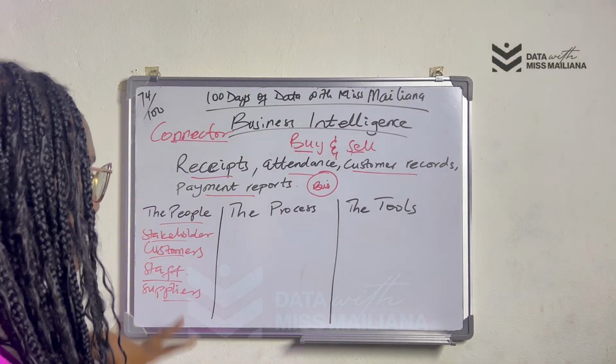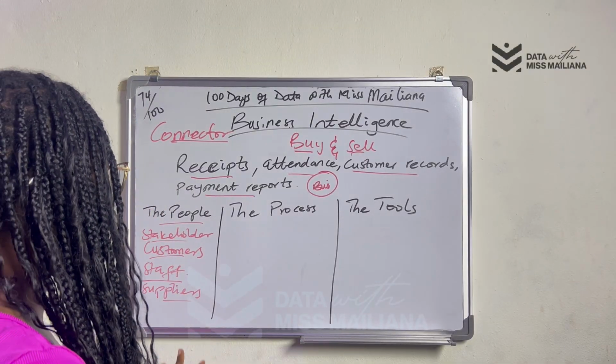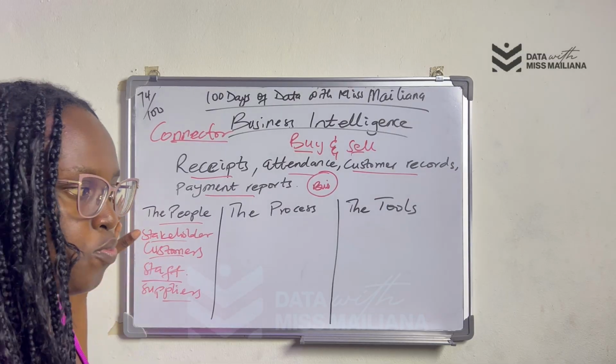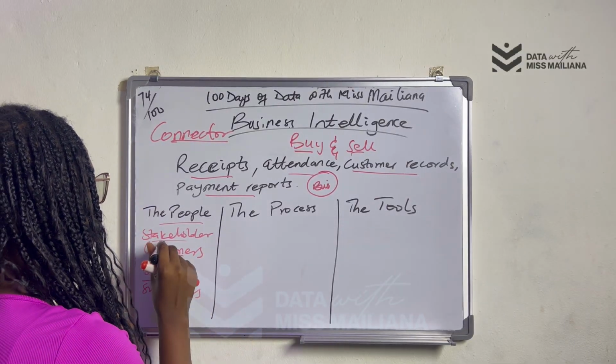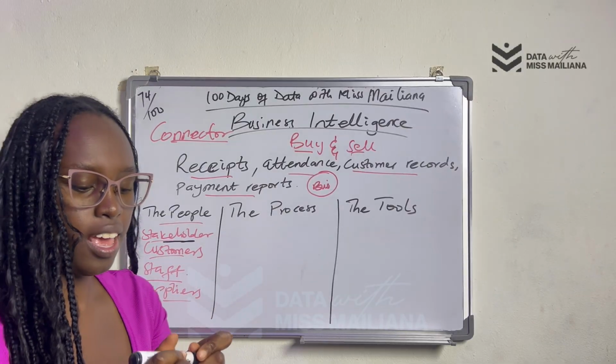So your intelligence has to cut across the people. You have to know the stakeholder and what they want. So let's take it one after the other. You have to know the stakeholders and what they want.